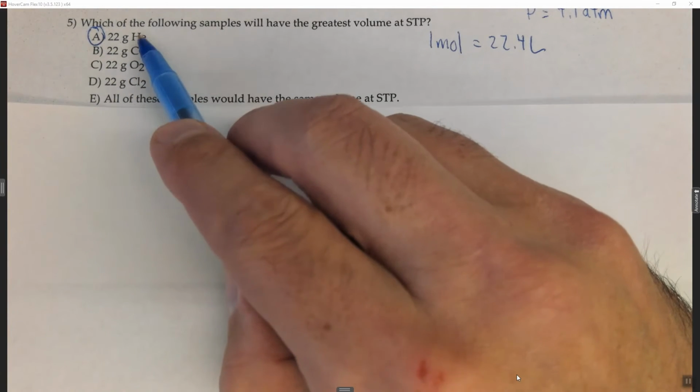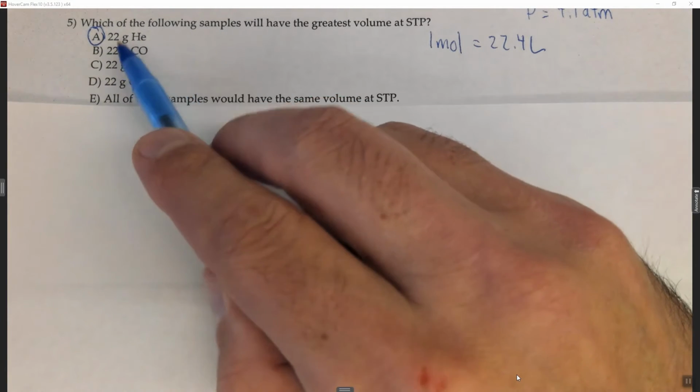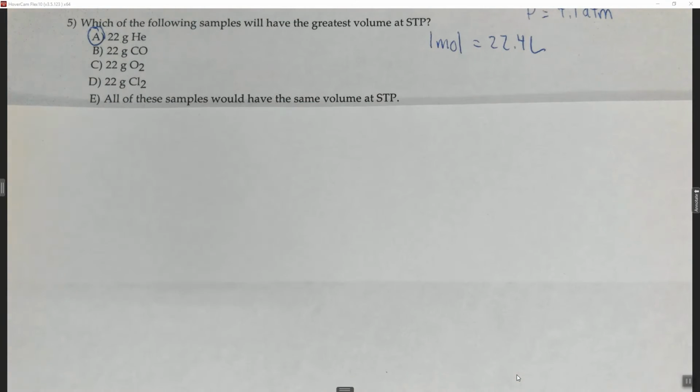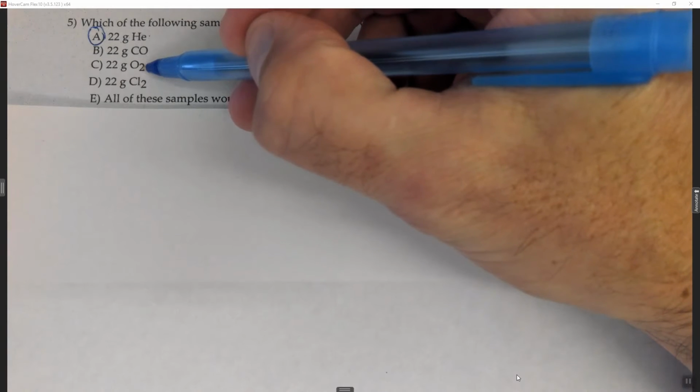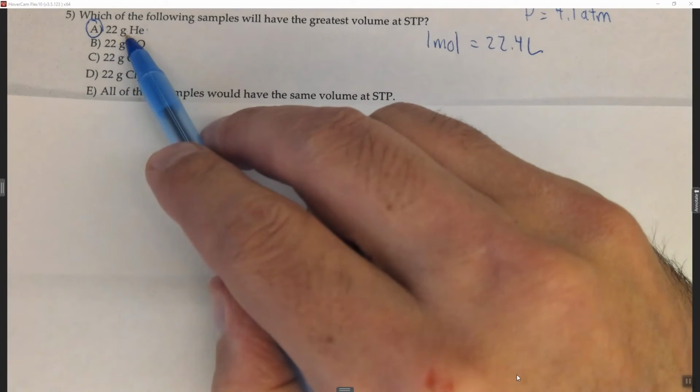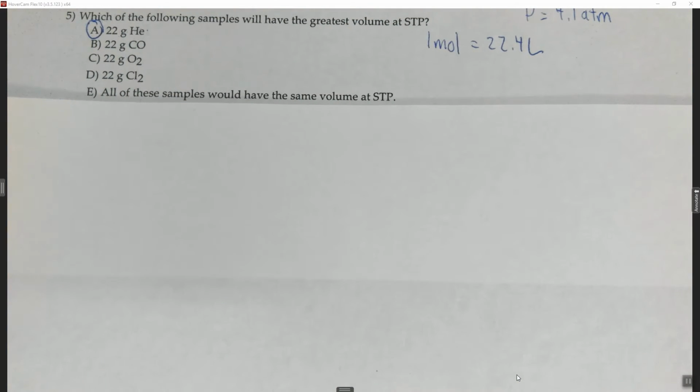So since each helium is individually lighter, 22 grams of helium is going to be far more moles than any of these other things. Specifically, this is going to be about 5.5 moles of helium, and it's going to be less than 1 mole of oxygen. So this is by far going to have the greatest volume because it has the greatest number of moles. But you could do the math or you could just look at it. You don't really need to do the math.